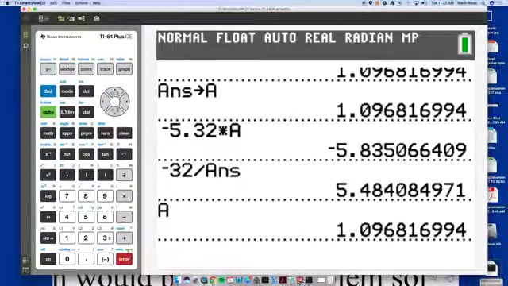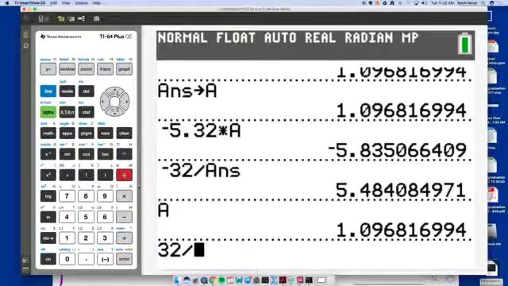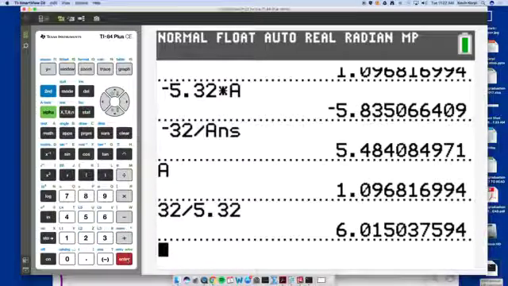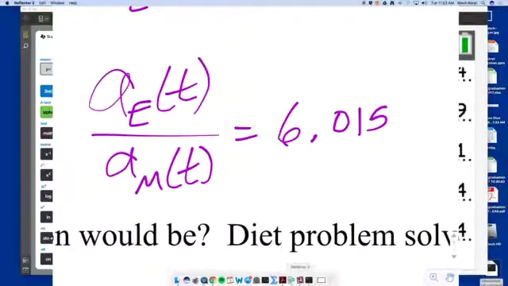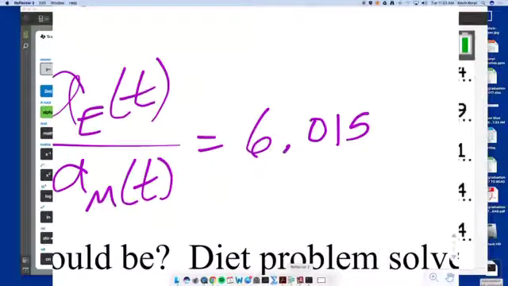Acceleration due to gravity on Earth. The negatives are going to divide out. So 32 divided by 5.32. And this looks like a better number already. There we go. So that is 6.015. So on your paper, to show the calculation that you're doing, here's what I did. The acceleration due to gravity of planet Earth divided by the acceleration due to gravity on the moon, you get 6.015. Okay?